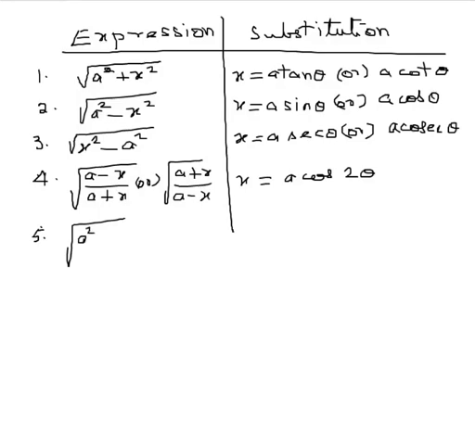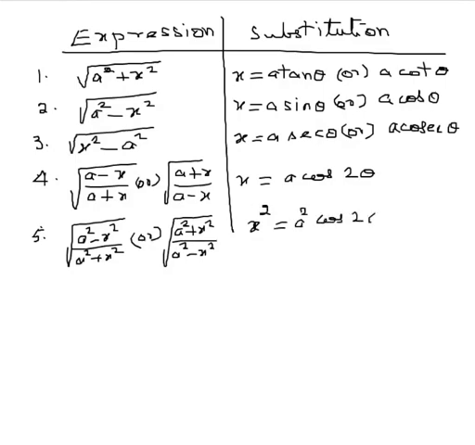Similar function, if you have a square minus x square divided by a square plus x square, or root of a square plus x square by a square minus x square, we substitute x square as a square cos 2 theta. Same cos 2 theta substitution, but a square cos 2 theta, so that a square can be taken out.